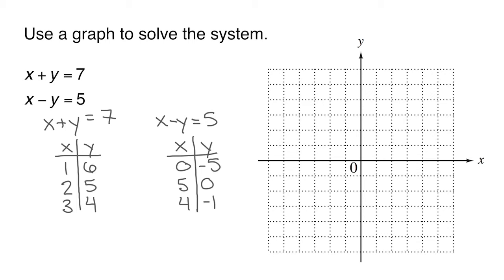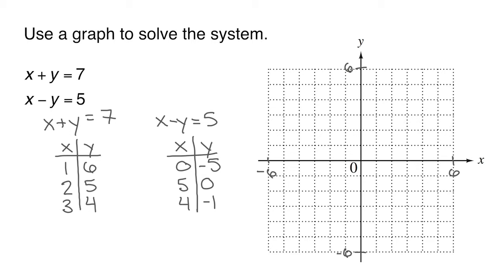We'll label our coordinate grid so that the maximum value on each axis is 6 and the minimum is negative 6, and each unit is 1 unit. Now we're ready to graph our equations.